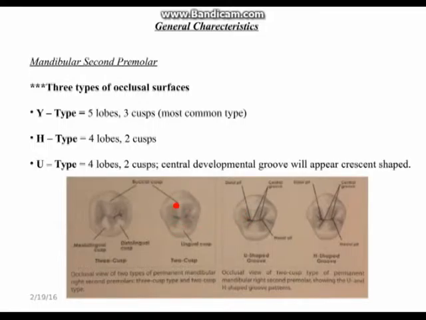Okay. So the second premolar also has 2 cusps, a buccal cusp and a lingual cusp, whatever shape it is. And sometimes it might have 2 lingual cusps. Okay, in case that it has 3 cusps, like in the Y type.